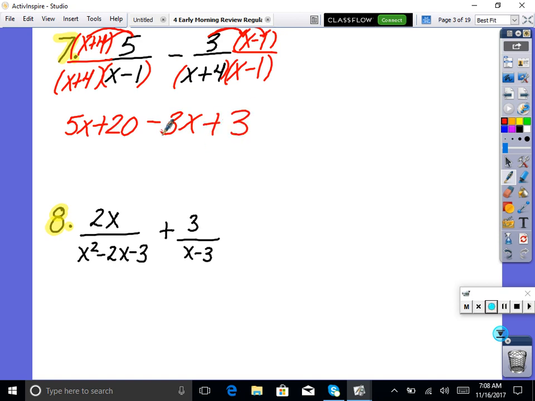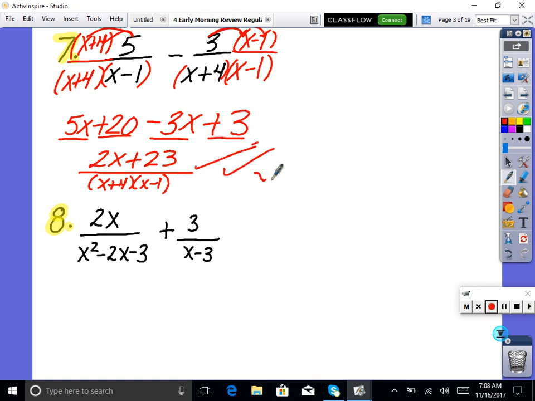Now shouldn't we combine like terms? Because that's what we do with addition and subtraction, combine like terms. So you'd say 5x minus 3x is 2x, 20 plus 3, plus 23, and that's all over x plus 4 and x minus 1. Now you're to the step where you say, that's my answer. Now I need to simplify my answer if possible. How do we simplify? We factor, divide out exact factors. Does the top factor? So nothing's going to divide out, so we're done. Everybody good? Okay, let's do another one.